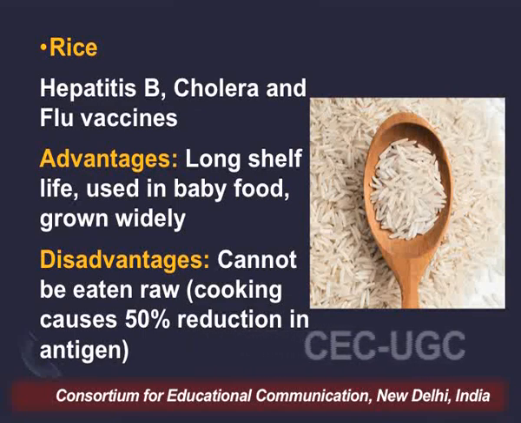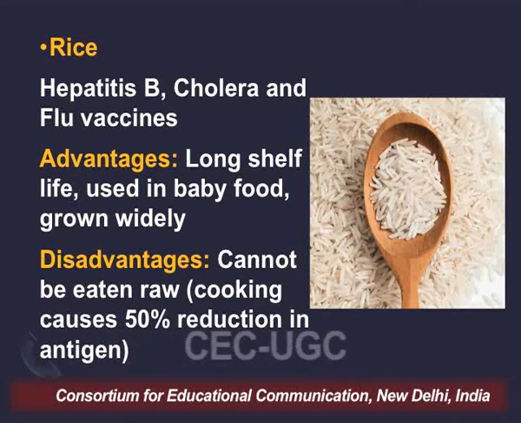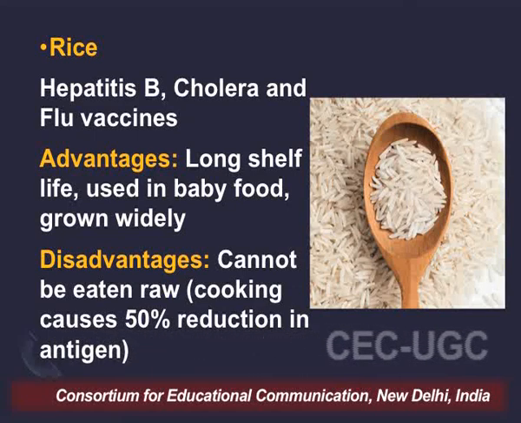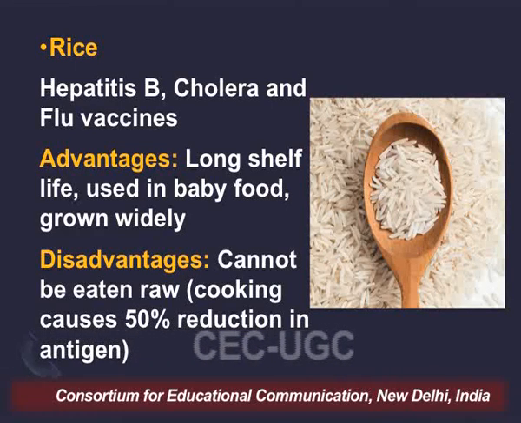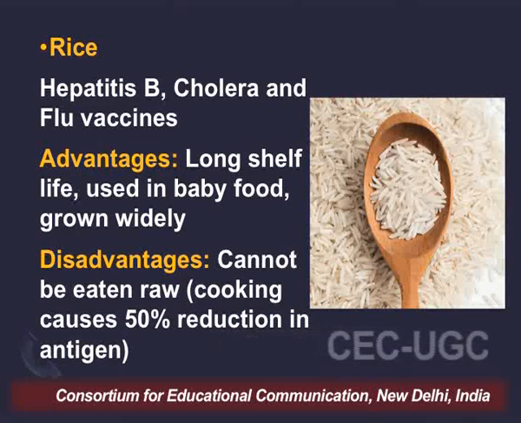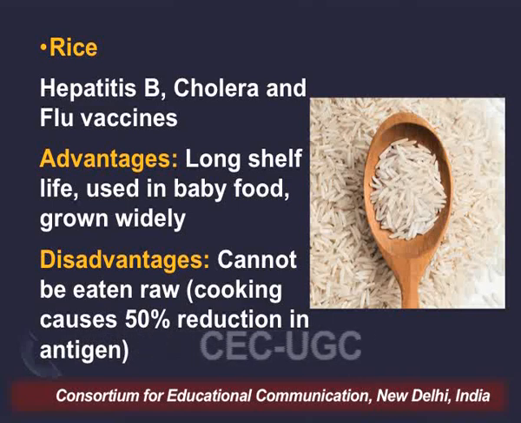You can store that rice for years, and rice is used in large quantities in baby food. So because these edible vaccines are being prepared with children as the major consumer, and since rice is used largely in baby food, it can be used for vaccinizing or immunizing children and even infants. Now the major disadvantage: we cannot eat rice in the raw form. It has to be cooked before it is consumed. And cooking, as I told you, may decrease the antigenic expression or the antigenic content by 25 to 50%.